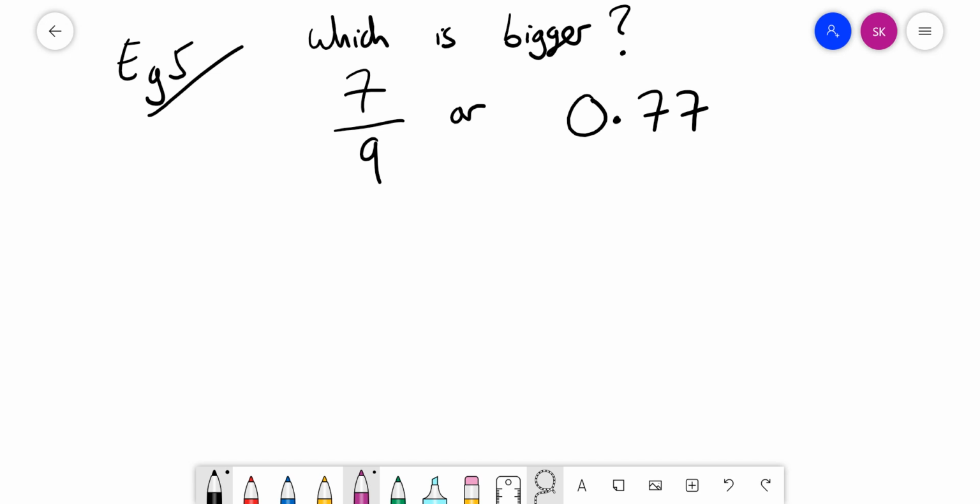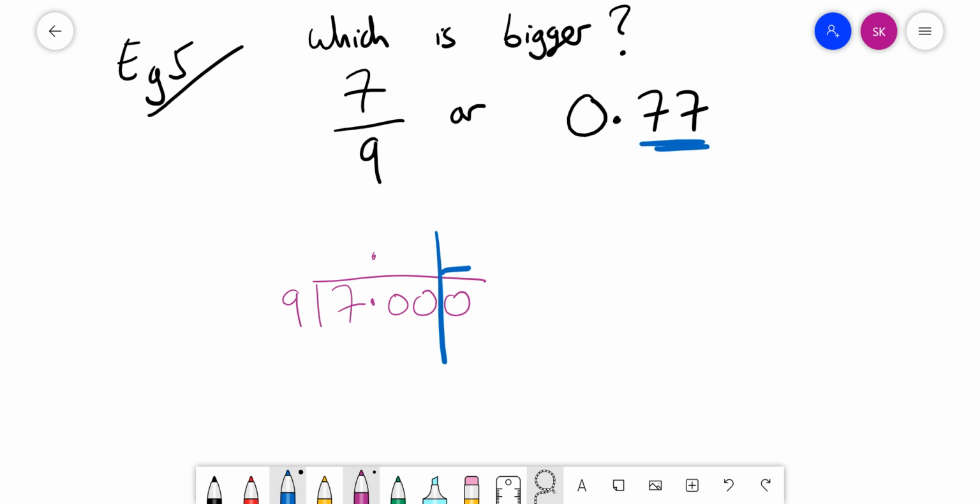I want you to pause the video and have a go at this, even though it's not actually what today's lesson is about, because it's good for you to see what you're going to be doing next week a little bit of. Alright, so numerator always goes inside the bus stop. Point, point. And I'm doing 3 decimal places because I want to be able to round to 2 decimal places so I can compare with this.